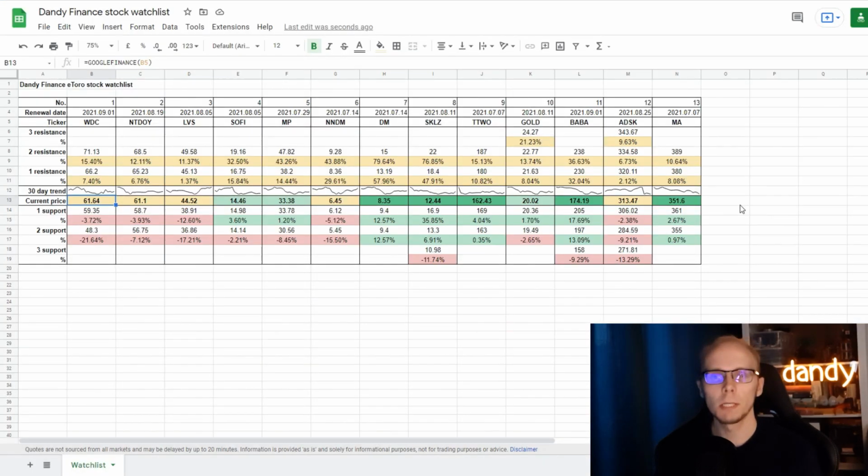So WDC is now in the watchlist, and the price is currently in yellow, with it being under the first resistance but over the first support target. To get to the second support, the price needs to go down 21.64%. For the first support, there is still 3.72% to go lower. First resistance is up 7.4%, and second resistance is up 15.4%.